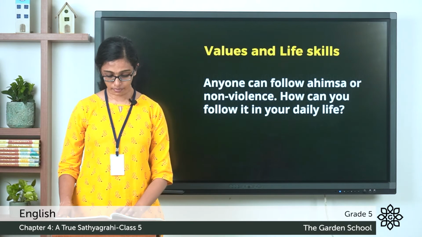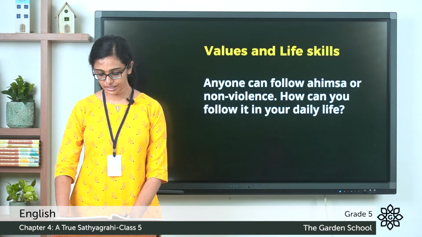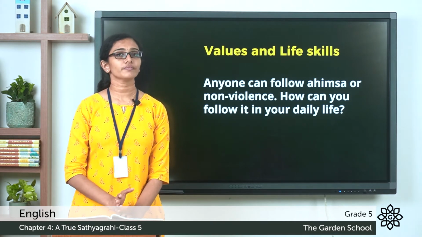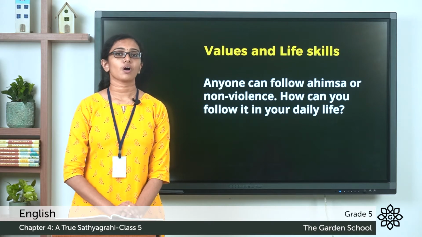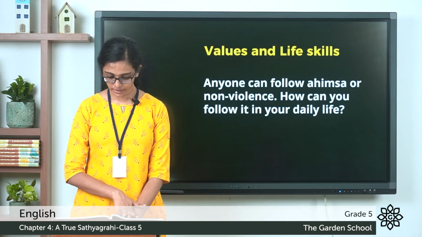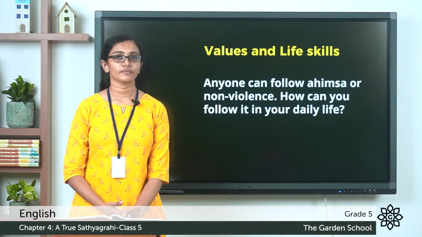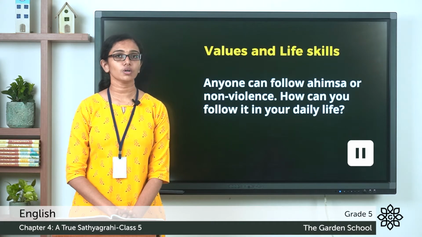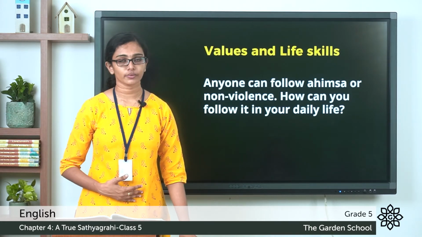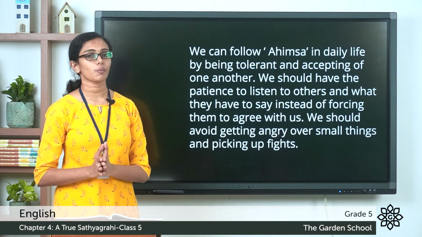Now, the next is about values and life skills. Anyone can follow ahimsa or non-violence. How can you follow it in your daily life? So we saw Gandhiji is a man of honor and great ideals, and he always followed all the methods of non-violence. He always followed the rare philosophy of ahimsa to gain victory over the British. So this question, you think about how we can follow ahimsa or non-violence in our daily life. And you please make a note of it. You can pause the video, finish that activity and come back. I hope you have done that activity. Now let me share my thought on this question. We can follow ahimsa in daily life by being tolerant and accepting of one another.